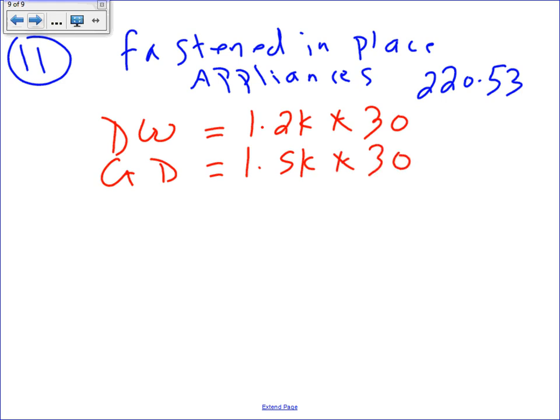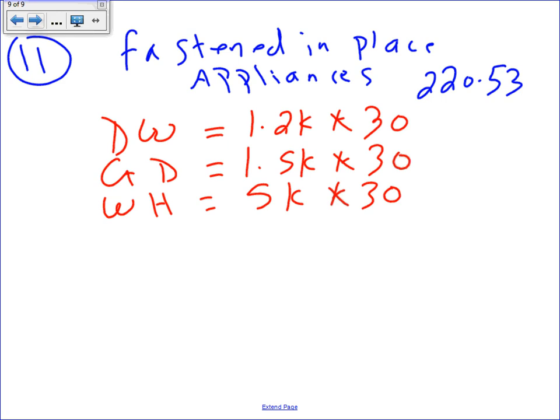Water heater, do I have a water heater? Yep. How much? 5 kVA multiplied by 30. Do I have anything else? The pool pump, no. I have garbage disposal, dishwasher, water heater. What about microwave? They're most likely going to be plugged in. If they give it to you on the load, you add it. But we're not at it, right?